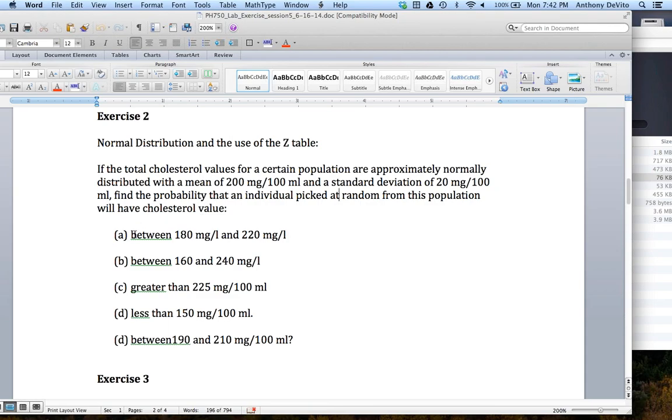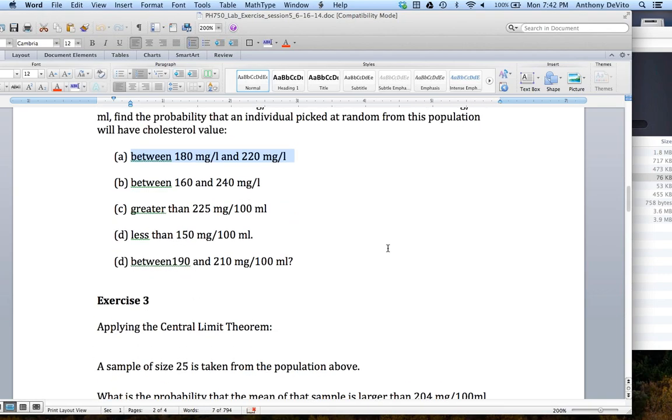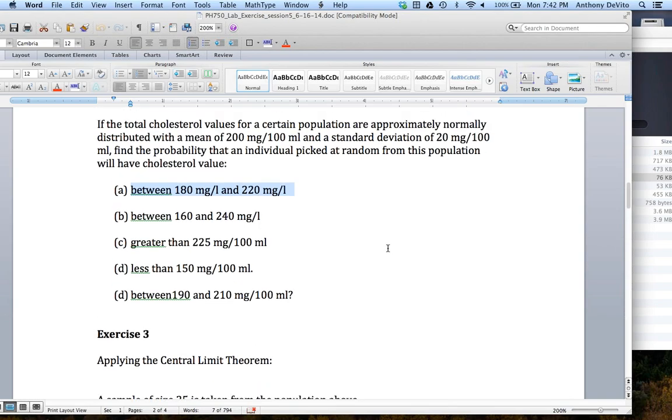So what's the probability they'll have a cholesterol value between these two values? I'm guessing that you guys don't even have to draw that. You would probably know that. One standard deviation, not two, right? 68%, right? You all agree on that? It's not 95, it's 68, because it's one standard deviation. How about between 160 and 240? What percentage of the population would have a value between those two?